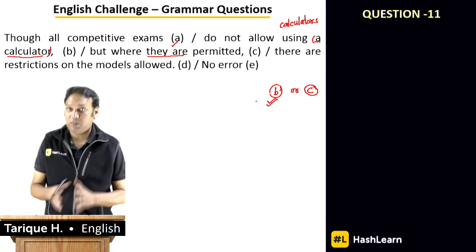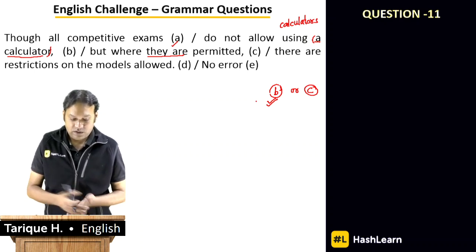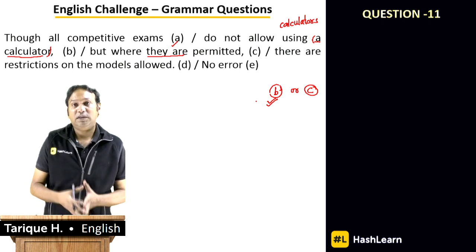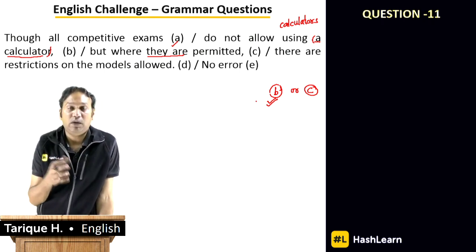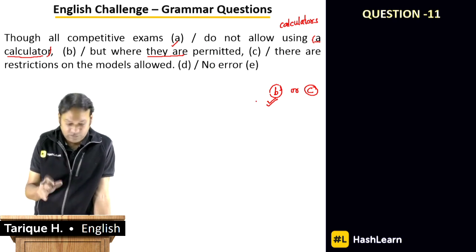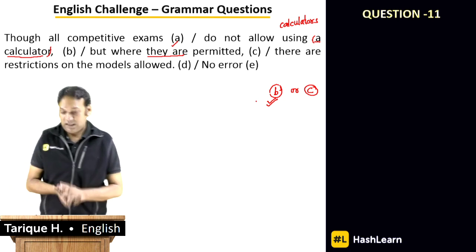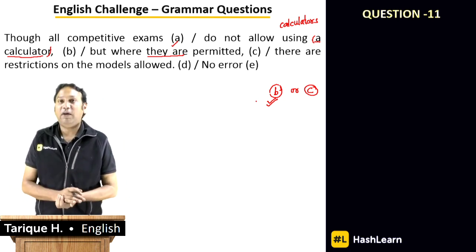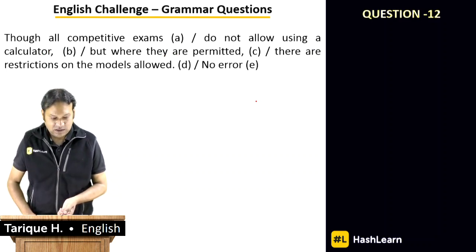Although I can correct it in both ways, "where it is permitted, there are restrictions on the models allowed," in a general sense it looks more sensible, meaningful, and complete when we use the word calculators instead of a calculator. Therefore we say the answer for this question is B. Otherwise we can also say that the answer is C. That's question number 11. I hope you have all solved and understood what this question is about. Now move on to the next question.